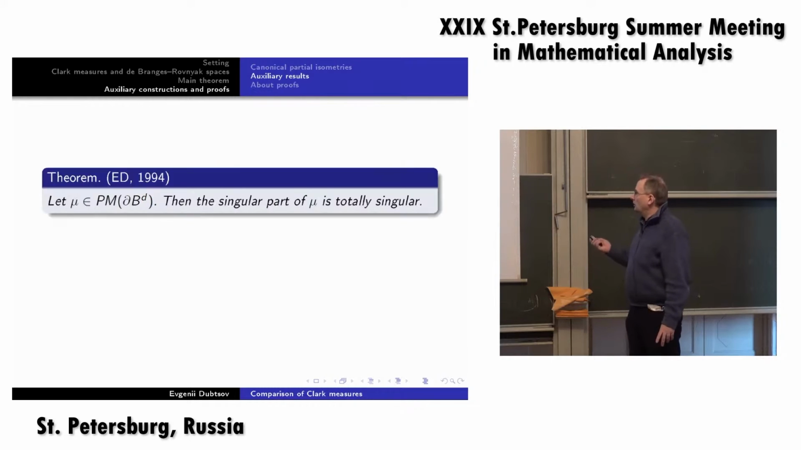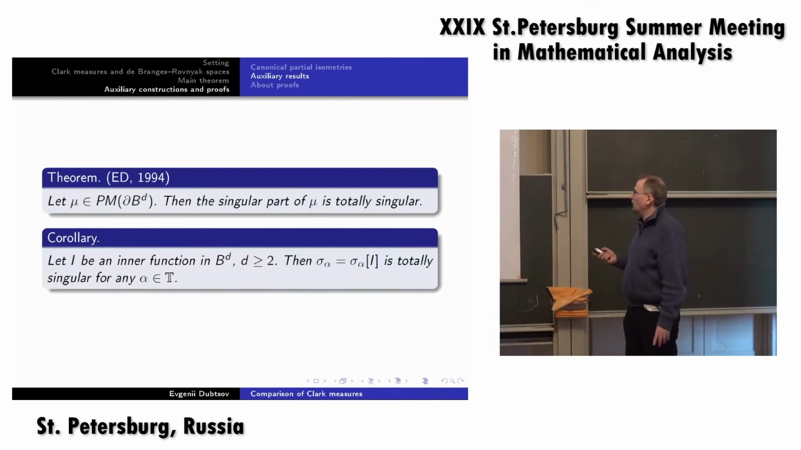And here, a kind of replacement of the F and M Riesz theorem is the following result. If you have a pluriharmonic measure, in particular, we look at the corollary: if you have a Clark measure, then its singular part is totally singular. So this is the second ingredient in the proof of that illustrative theorem.